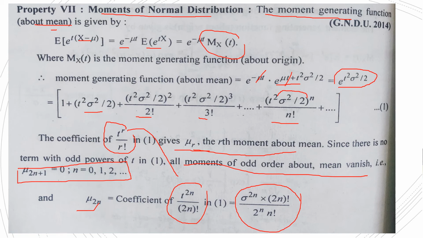Because we have to take the coefficient of t raised to the power 2n upon 2n factorial, we multiply this expression by 2n factorial downwards and upwards. From taking that, we get this expression for the even moments. Now we will simplify this expression.